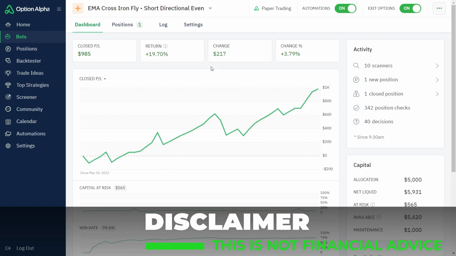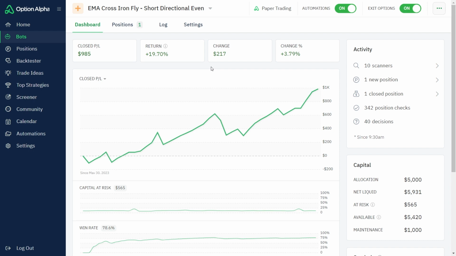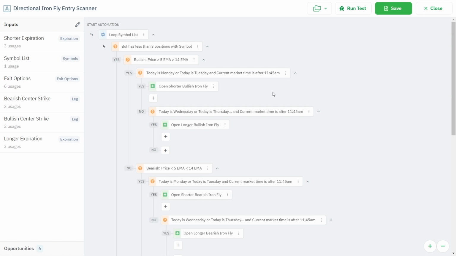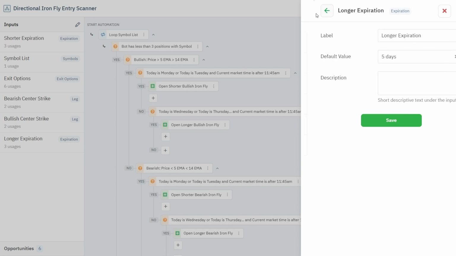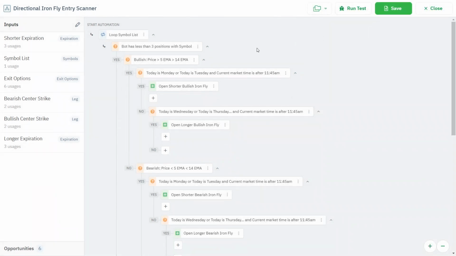In this video, I want to give a quick update on how this paper trading bot using the iron fly strategy, as well as making it a directional iron fly, is working out over on Option Alpha. So just as a quick recap, with this particular iron fly bot I was using the 5 and the 14 EMAs of SPY, and I'm only opening the iron flies on SPY. They were a much shorter DTE. I believe the expirations were 3 to 5 days, and the longer expiration was 5. Yep, so just a 3 to 5 day DTE iron fly.